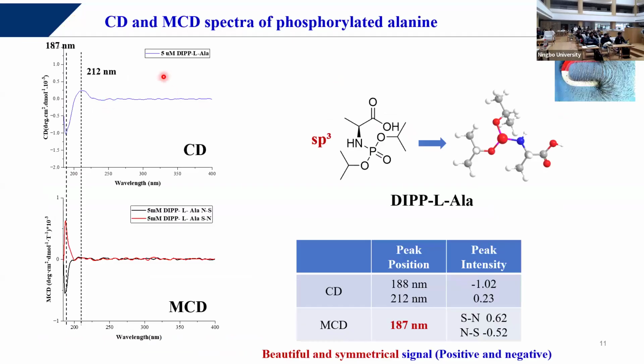CD and MCD of phosphorylated alanine are very different. We can see that the MCD signal is very beautiful and symmetrical. This red one on the top is positive under the south to north direction, and the black one is negative under the north to south direction, with a distinct peak emerging at 180.